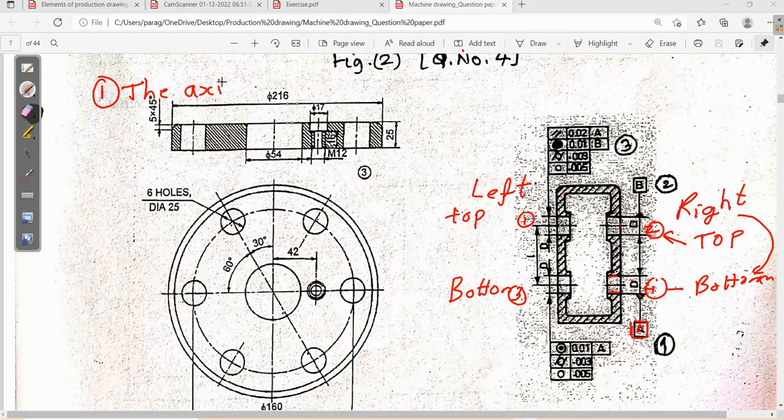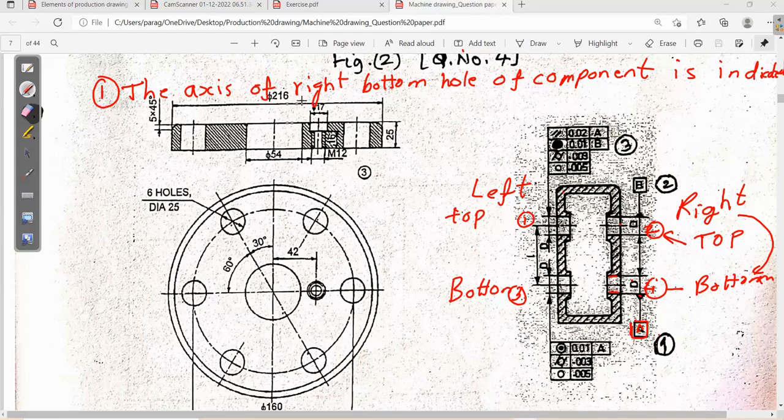The axis of right bottom hole of a component is indicated by datum axis A. Okay, we have represented datum axis A. So this particular axis of a right bottom hole of a component is indicated by datum A. So this is datum, right?